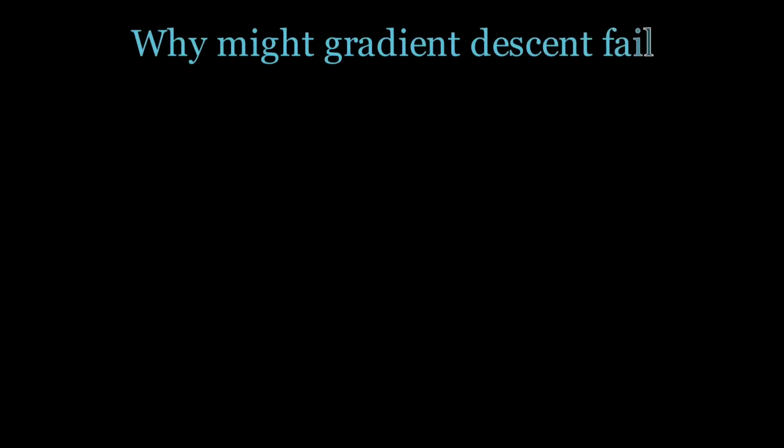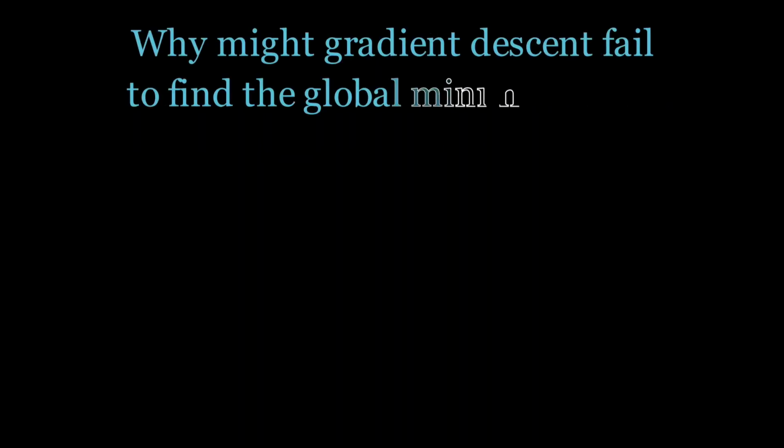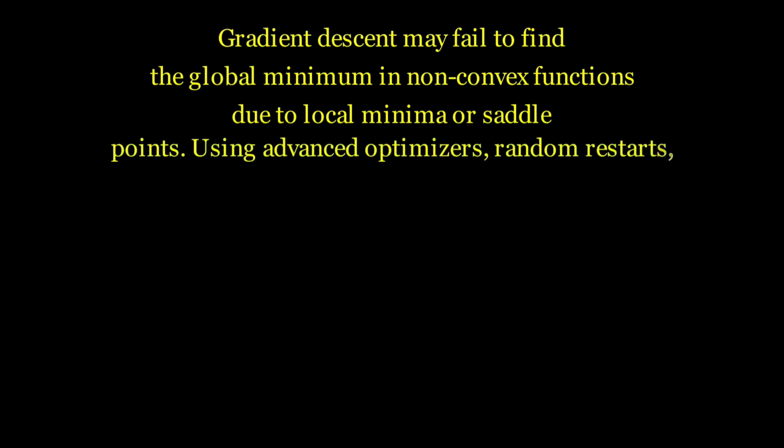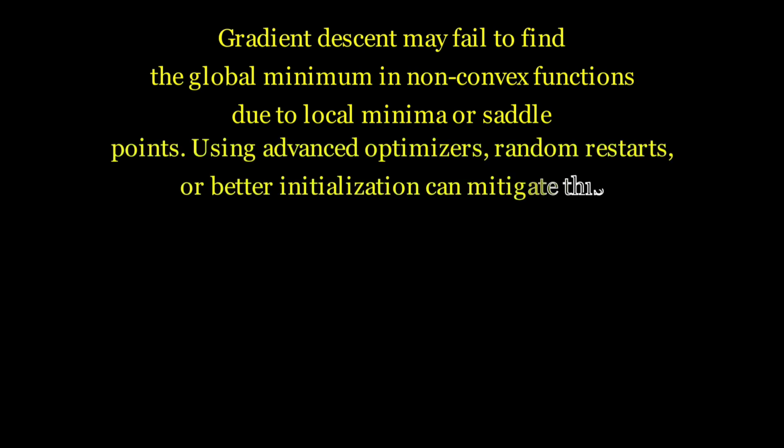Why might gradient descent fail to find the global minimum, and how can this be mitigated? Gradient descent may fail to find the global minimum in non-convex functions due to local minima or saddle points. Using advanced optimizers, random restarts, or better initialization can mitigate this issue.